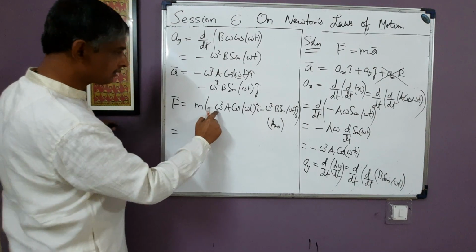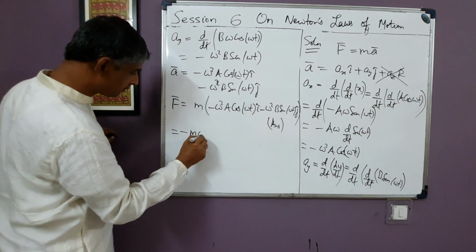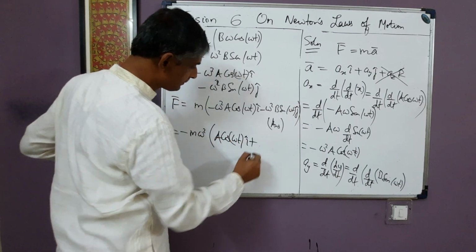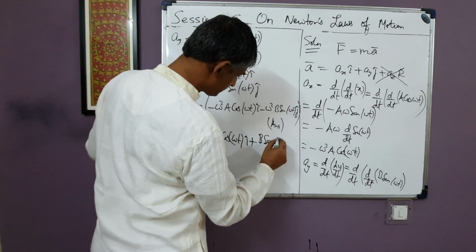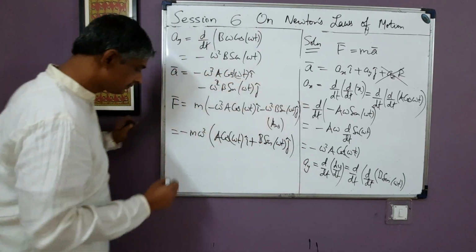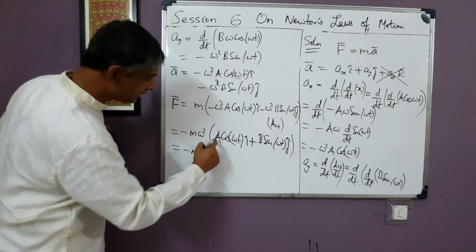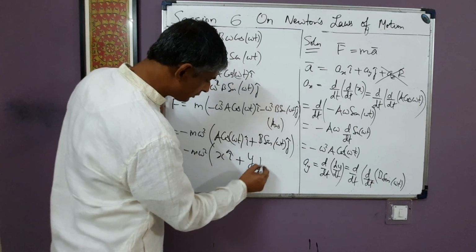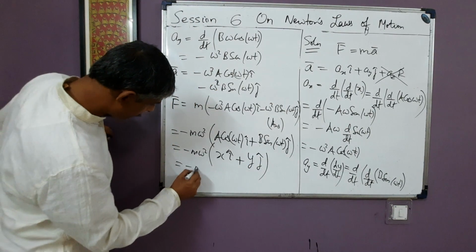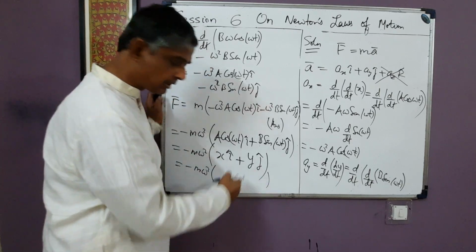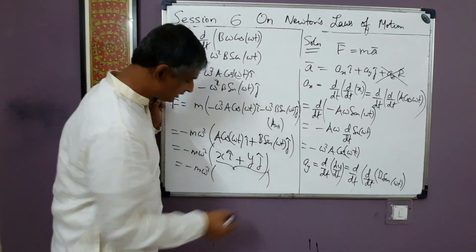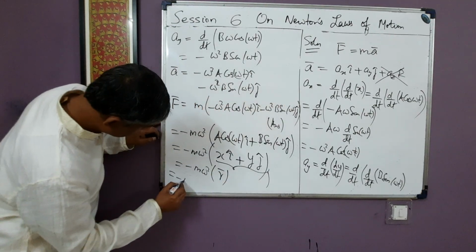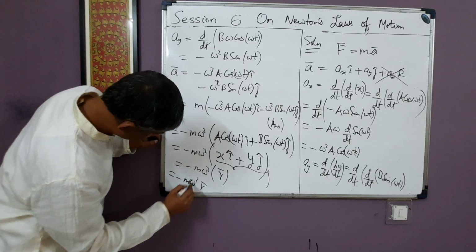So for the second part, we take minus m omega square common. So this becomes minus m omega square times a cos omega t i hat plus b sin omega t j hat. Here a cos omega t is the x coordinate of point P at time t, and b sin omega t is the y coordinate of particle P at time t. Now, from particle kinematics theory, this quantity is nothing but the position vector of point P with respect to the origin at time t. So this becomes minus m omega square vector r.